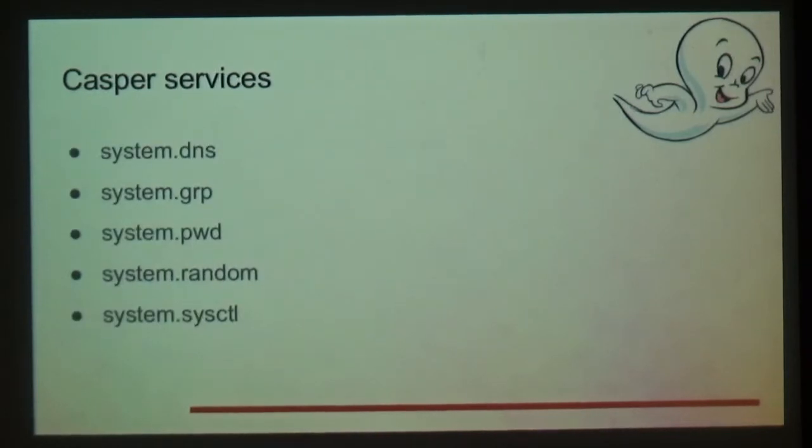So as I mentioned, we have a few services. Right now we have five of them. For example, we have the DNS service, which allows us to resolve DNS names. And the other, for example, is random, which provides us a simple API to obtain some random numbers.